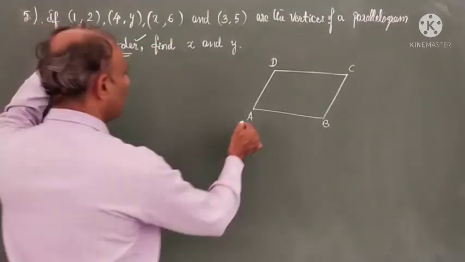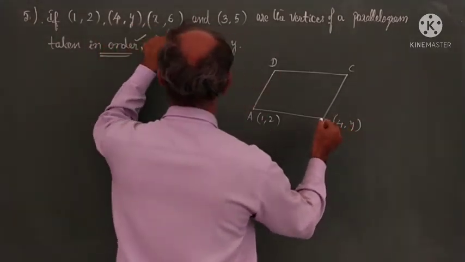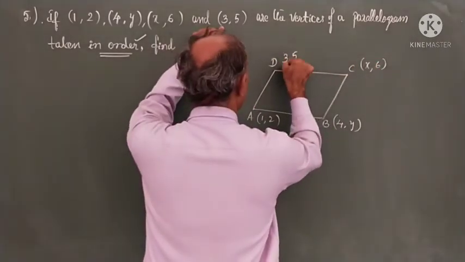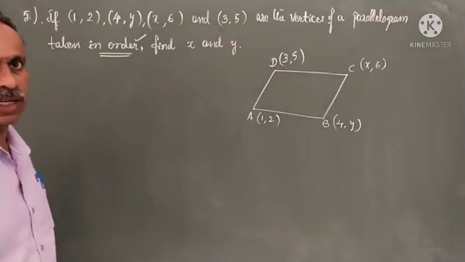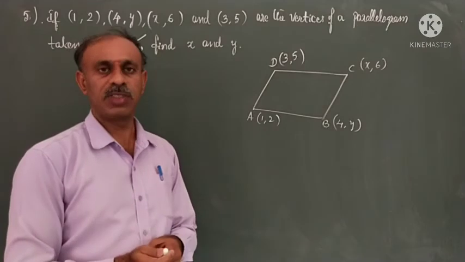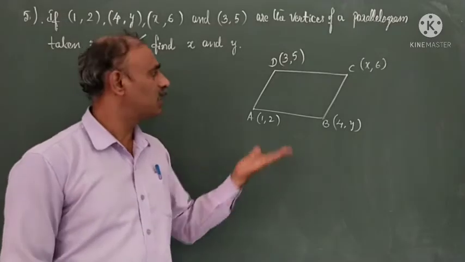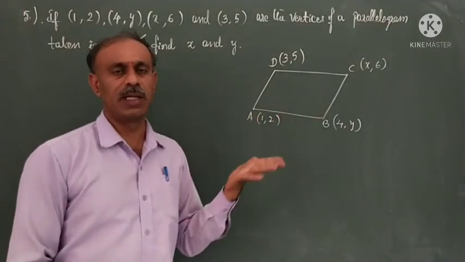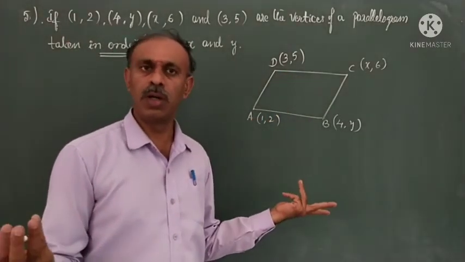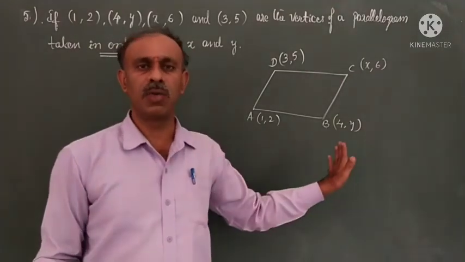Okay? So mark A (1, 2), B (4, y), C (x, 6), and D (3, 5). Four vertices taken in an order. So the question is, suppose if I go with the section formula, what can I substitute for that? What is the division point? Where is the division point? You don't have the division point. Which line is going to cut which one, we don't know. So therefore you don't have the ratio, so the section formula you can't use here.